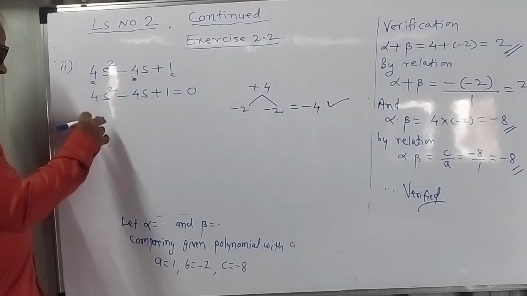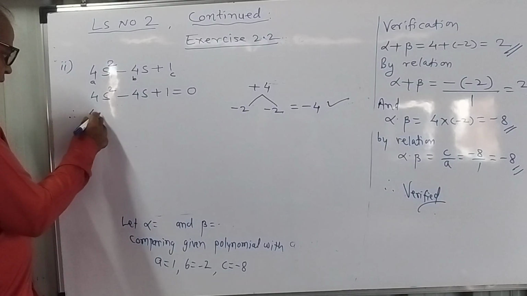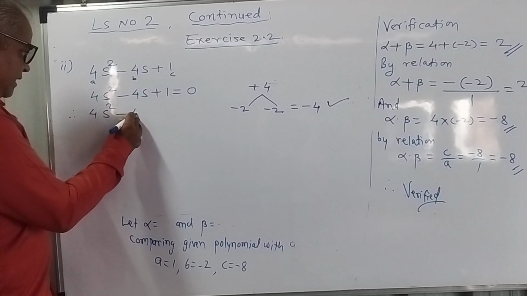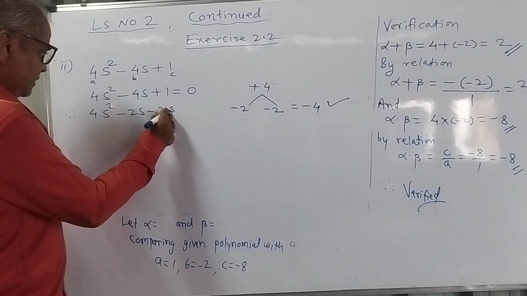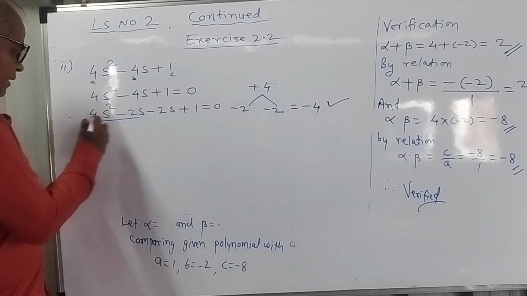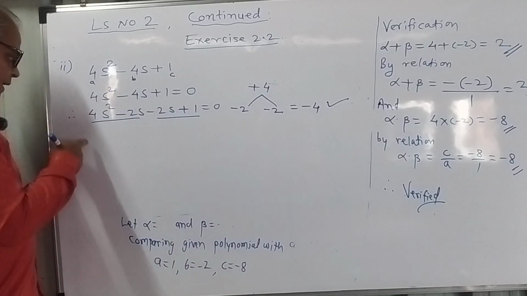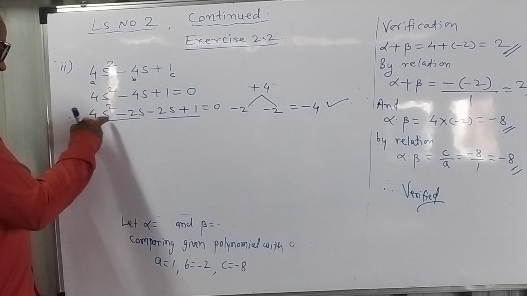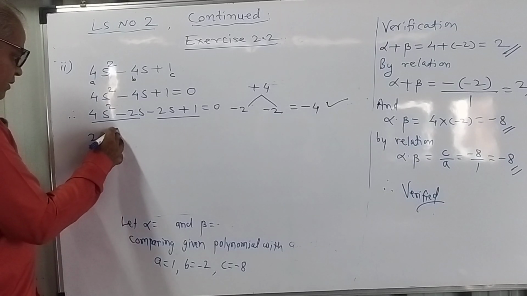Now we can convert 3 terms into 4 terms. 4s square minus 2s minus 2s plus 1 is equal to 0. Take common from these two. Common from these two. Here 2 is common in 4 and 2, and s is common from the variable.